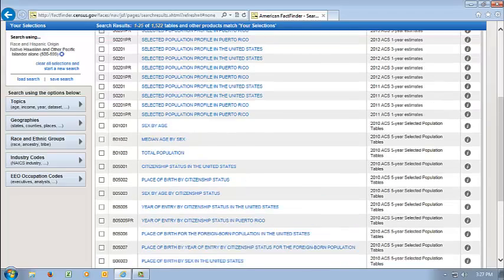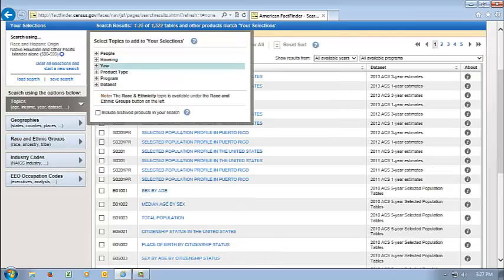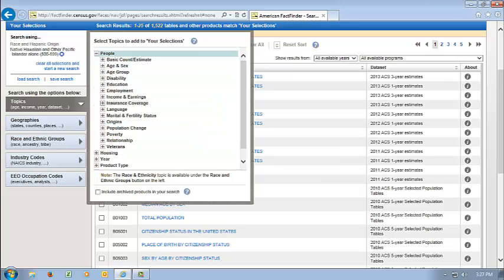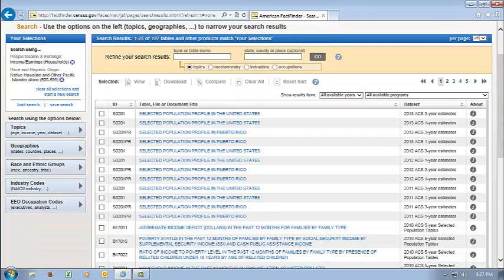Now, if I had the time, I could go through all of these tables individually to find the one I want, or I can simply narrow by topic by clicking here. People, yeah, there we go. People, income and earnings, households. These are all the tables that pertain to that particular topic.